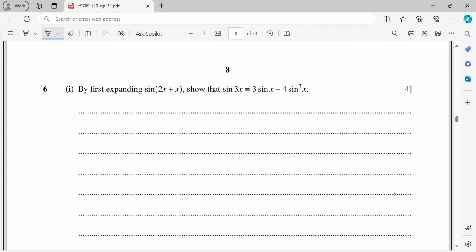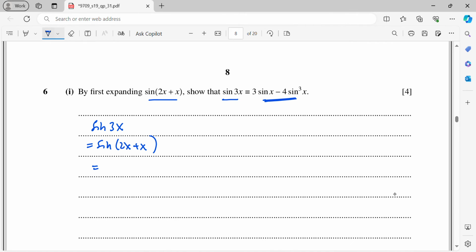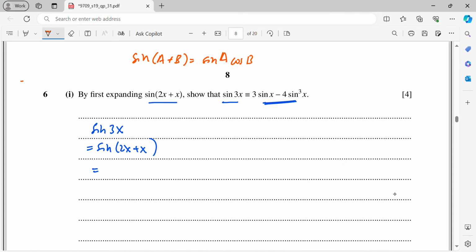Now next question, number 6, first part. By first expanding sine 2x plus x, show that sine 3x equals equivalent to these two terms. So here I will start with left hand side. Sine 3x is basically sine 2x plus x. And then now, to get this expansion, we need to refer to the addition formula, sine A plus B. That is going to be sine A cos B plus cos A sine B. Okay, then here I will be getting sine 2x cos x plus cos 2x sine x.